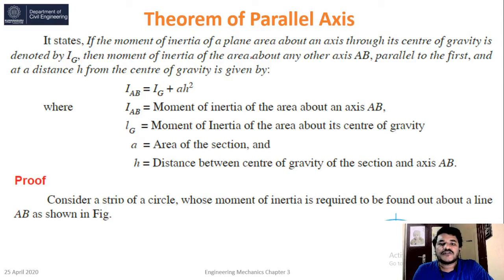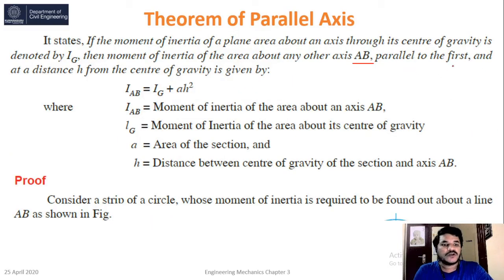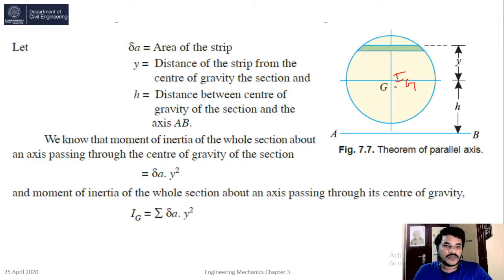Then the moment of inertia of the area about any other axis, you can take it AB. See this diagram. So this is G, and this is Ig, the moment of inertia about the centroidal axis. AB is parallel to the first and at a distance of small h from the center of gravity. So there is a moment of inertia about the centroidal axis, that is the reference line here, and the distance between these two is small h.